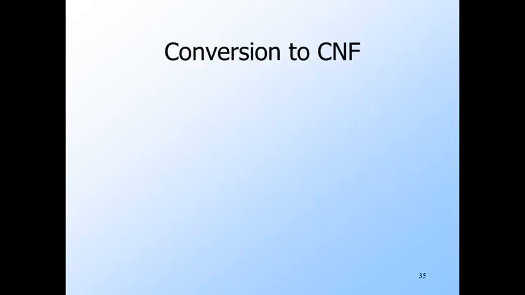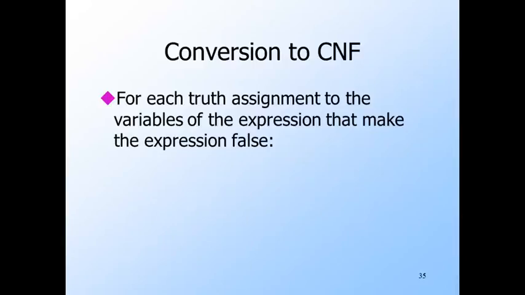Here's how we'll convert a given Boolean expression to CNF. We'll consider each truth assignment that makes the expression false. Note that if there are k variables in the given expression, there could be 2 to the k such truth assignments, and the resulting expression will take that much time to write down. But again, we're only exponentiating a constant, and the result is still independent of the input size n.